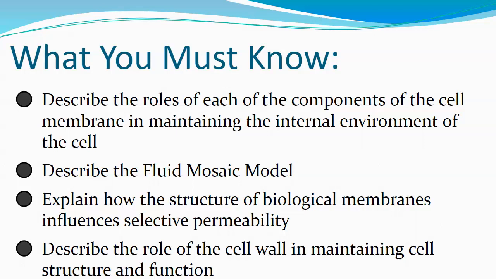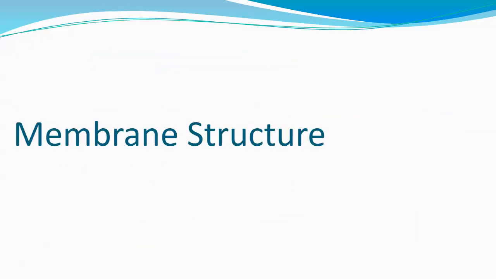We're going to learn about the fluid mosaic model, and that's just kind of a function of how the membrane is organized. And then going through and understanding how if you change what is in the structure of the membrane, then that's going to affect its permeability. So again, that just goes back to the fundamental idea of changing structure changes function. And finally, the cell wall and how that relates to certain prokaryotic cells or plant cells in maintaining structure and function. Okay, so first up, we have membrane structure.